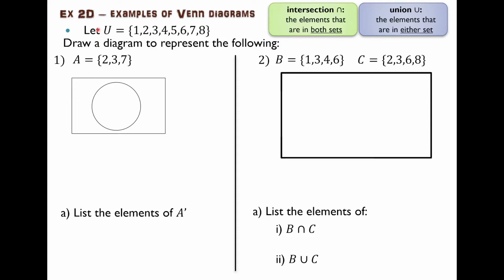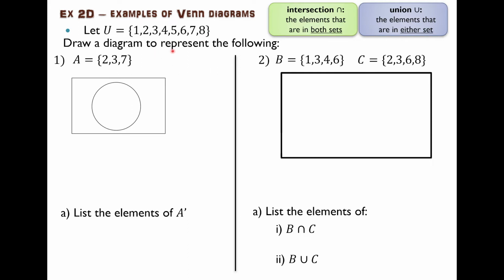Let's go through some examples of Venn diagrams. For example, suppose that U, the universal set, the set of everything that we're considering, is the set of these 8 elements: 1, 2, 3, 4, 5, 6, 7, 8. This is a set of numbers. Sets don't have to be just numbers, but this is a set of 8 different numbers.